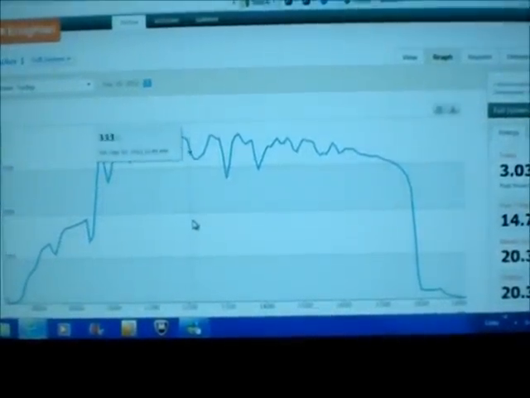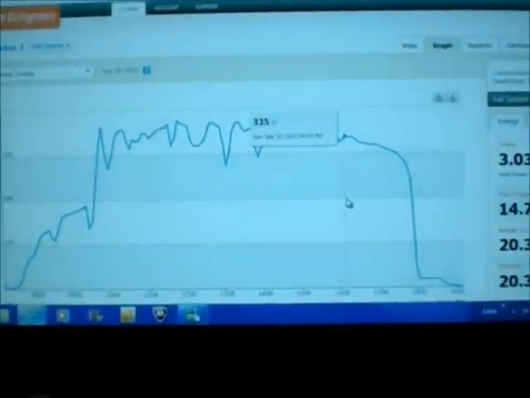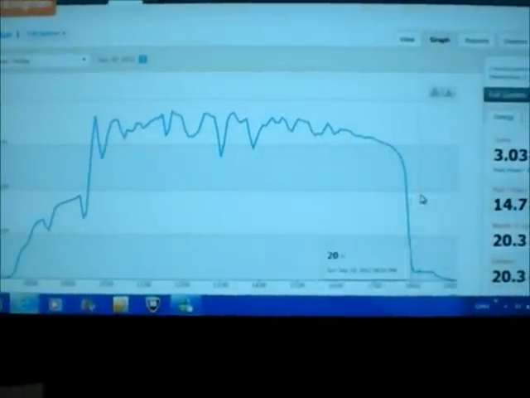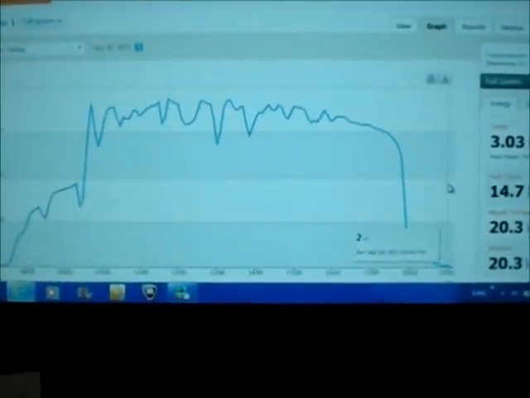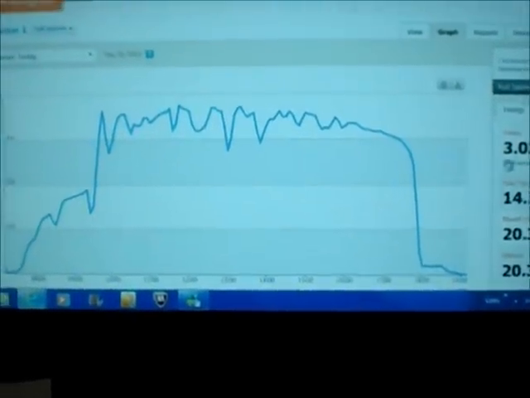And you can see the graph is pretty much going along all day long. And then 5 o'clock it starts dropping down. And she shut off at 7 o'clock for a total of 303 kilowatts.